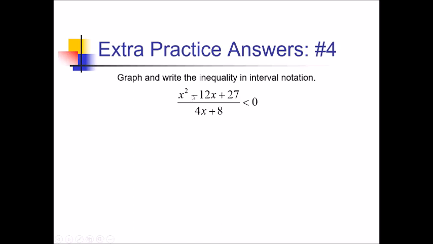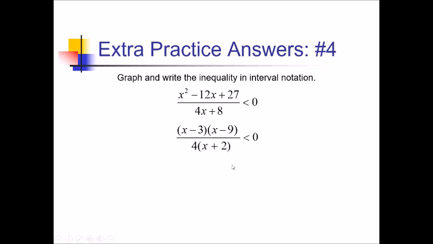So taking a look at my numerator, I need two numbers that multiply to 27 and add up to -12. So we got 1 and 27, that doesn't work. 3 and 9 would work if they were both negative. So I'll do x minus 3 and x minus 9. Downstairs here, I have a common factor of 4 that I can take out. And that's going to leave me with an x plus 2 left inside.